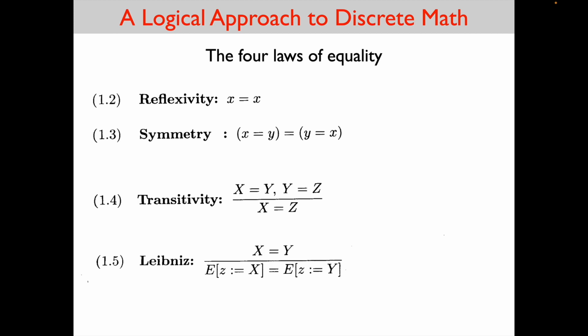This is from the book. It's our old friend Leibniz. X equals Y in the hypothesis of the inference rule, and E with z replaced by X equals E with z replaced by Y in the conclusion of the inference rule. Now look, this is quite interesting because these 4 laws of equality have 2 properties that are also the inference rule for proofs. Here, let's review what those 4 inference rules for proofs are.